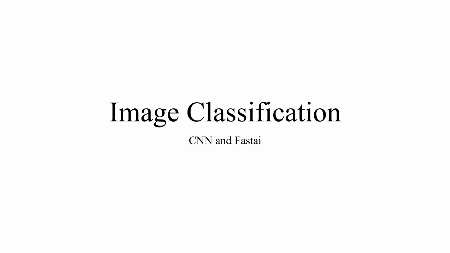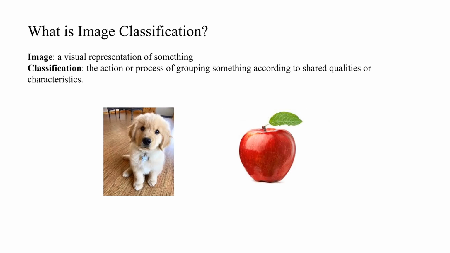Hi everyone. In this video, I will be demonstrating image classification using the traditional convolutional neural network method and fast AI. I will be giving a brief introduction about what image classification is. The answer lies in the words: image is a visual representation of something, and classification is the action or process of grouping objects according to shared qualities or characteristics.